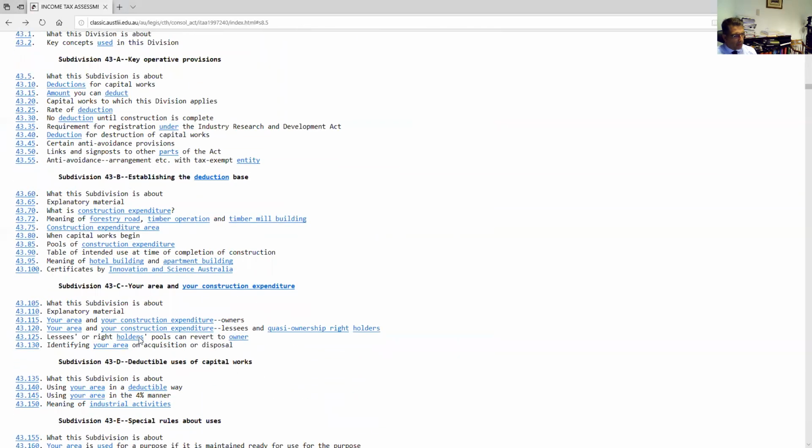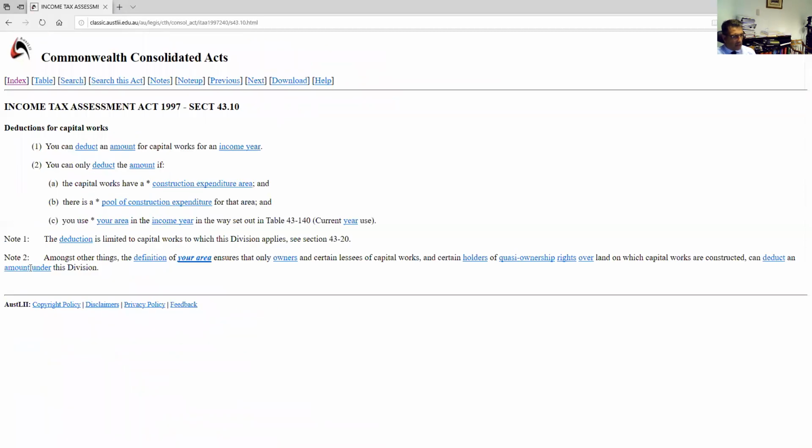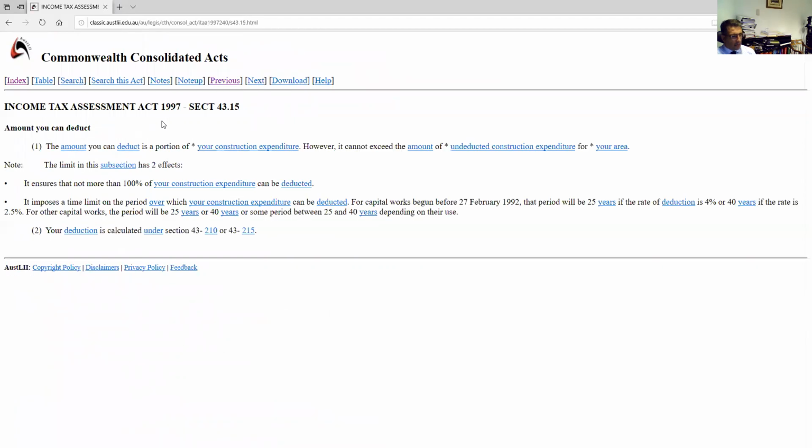So that's Division 40. The next division is Division 43, which is capital works. Here we're talking about fixtures, we're talking about buildings, and there's the ability to claim a deduction for capital works for an income year, which is identified in 43-10. In 43-15, it talks about the amount you can deduct being a portion of your construction expenditure.